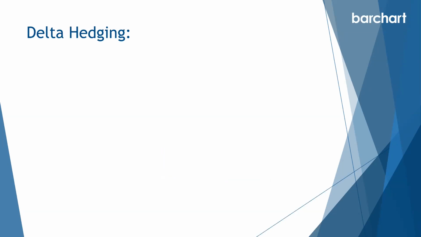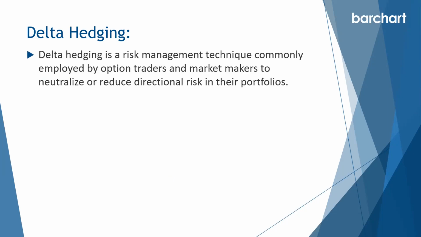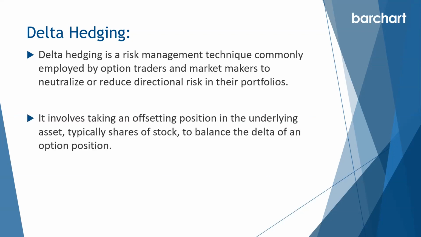So understanding position delta becomes important when we talk about delta hedging. Delta hedging is a risk management technique commonly employed by option traders and market makers to neutralize or reduce directional risk in their portfolios. It involves taking an offsetting position in the underlying asset, typically shares of stock, to balance the delta of an option position.